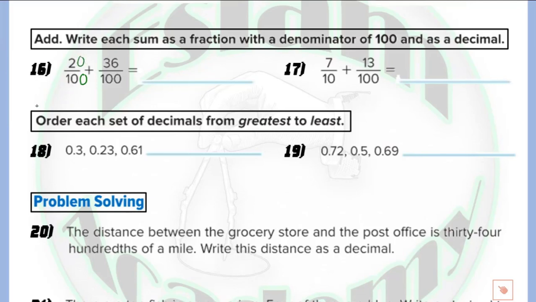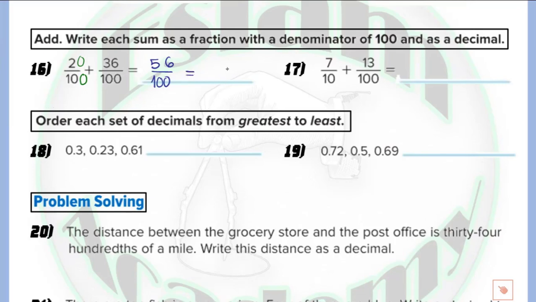Now we have 20 over 100 plus 36 over 100. So we can add them. So just write 100 down. 0 and 6 equals 6. 2 and 3 equals 5. Now we have 56 over 100.